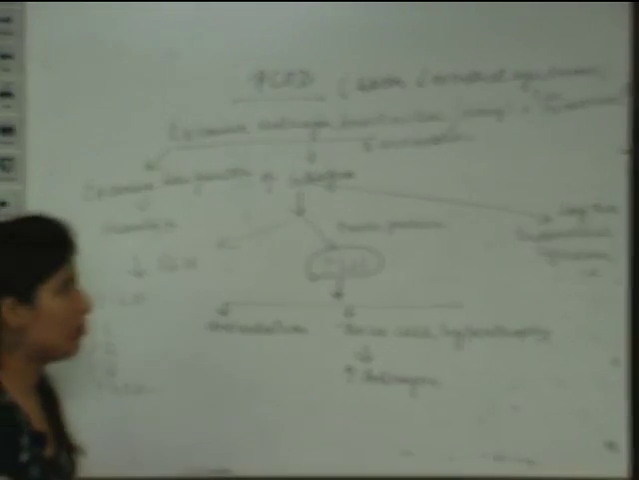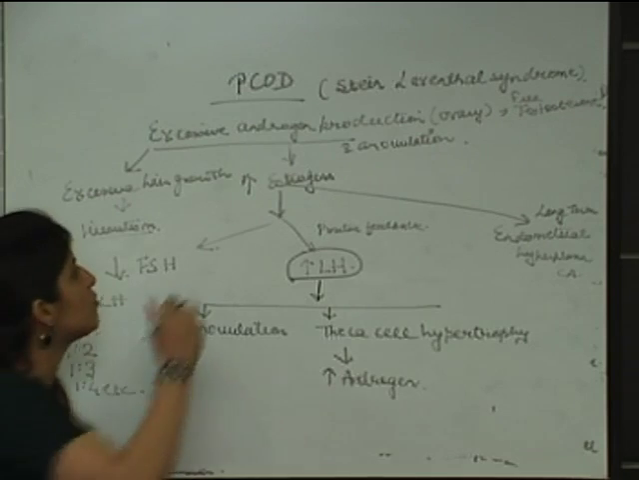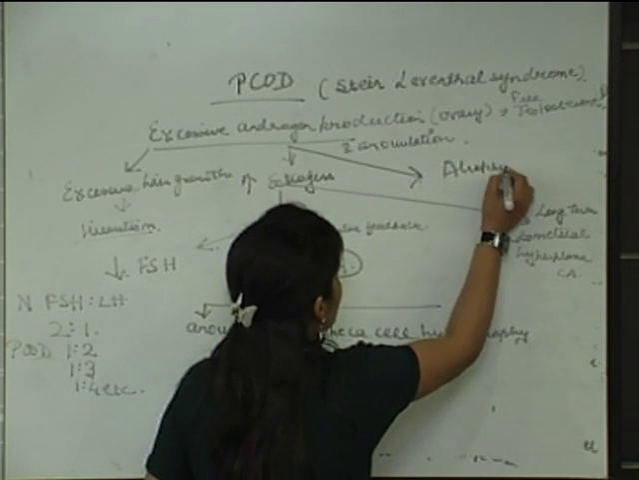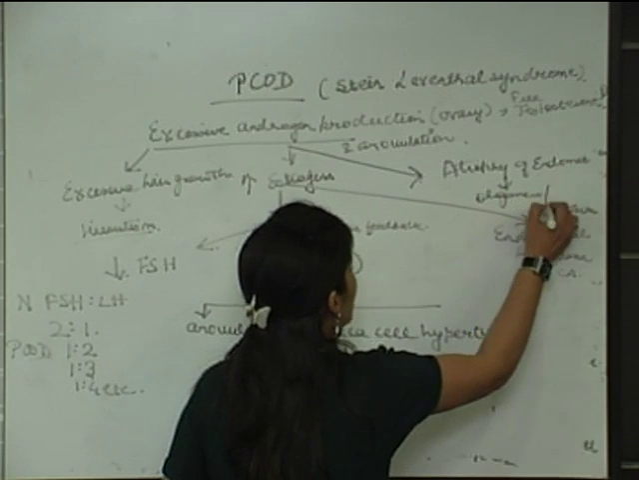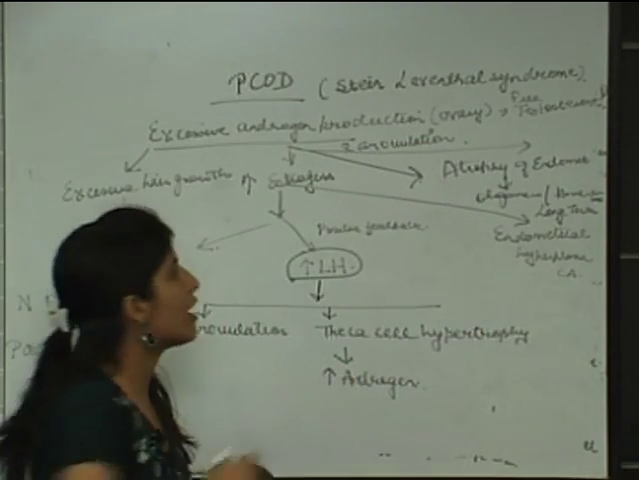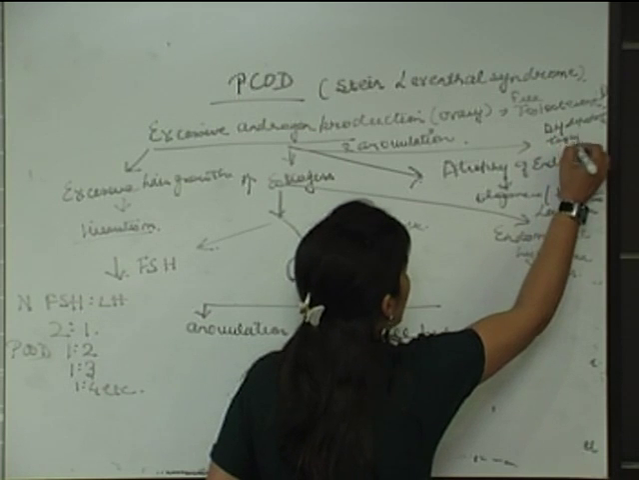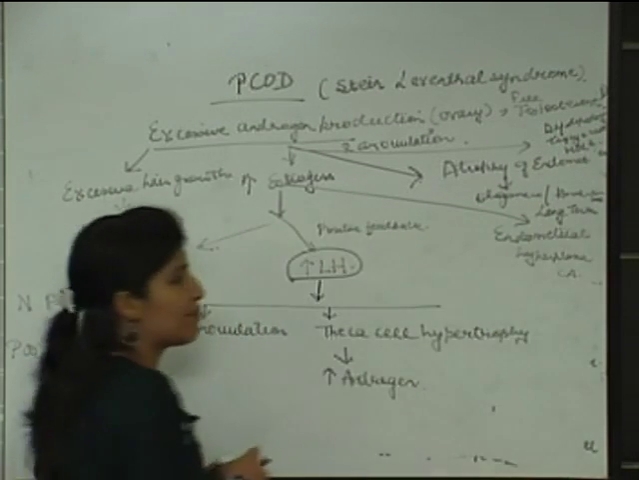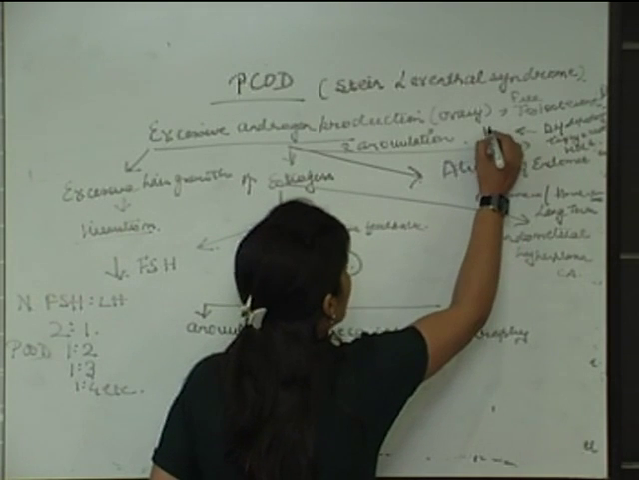Now, another problem. Here I told you, because there is excessive androgen production, the levels of estrogen are increased. Another problem due to excessive androgen production is that there is atrophy of the endometrium. Because there is atrophy of the endometrium, the patient will complain of oligomenorrhea or amenorrhea. And number 3, because of excessive androgen production, there will be dyslipidemia. That means the levels of triglycerides and VLDL increase, whereas the levels of HDL decrease. So because of this dyslipidemia, in future it can lead to heart disease.